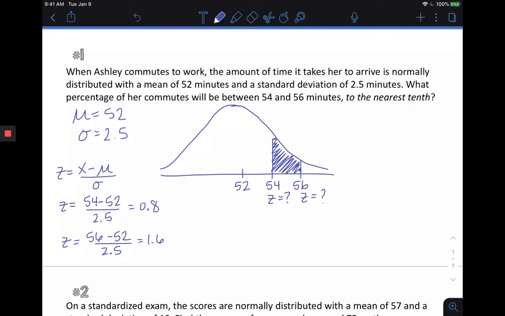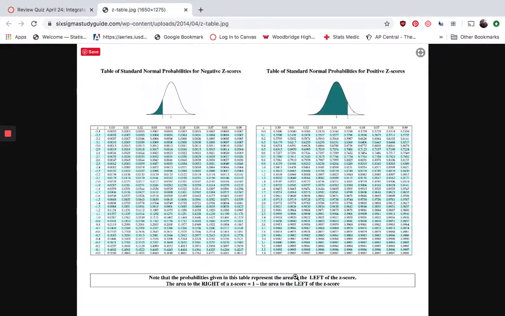Okay, so we need to look up those percentages in the z-score table. So z-scores represent how far the value is from the mean. So this is saying this 54 is 0.8 standard deviations above the mean, and 56 is 1.6 standard deviations above the mean. When we go to the table, I'm going to look for the first one, which was 0.8.